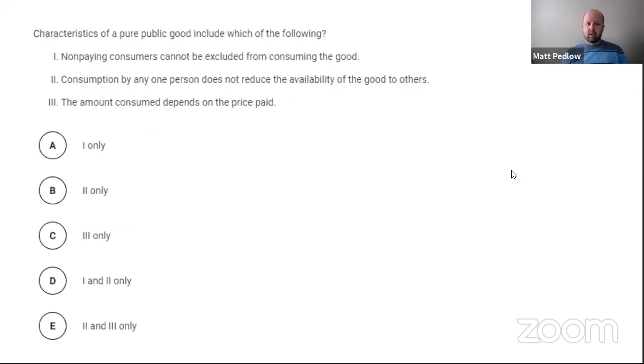Number 2, characteristics of a purely public good. So let's go through each one of these. Number 1, non-paying consumers cannot be excluded from consuming the good. All right, so that's called non-excludable. Just talked about that. Number 2, consumption by any one person does not reduce the availability of the good to others. So once again, what are they defining? Rivalry. So if I consume the good, I'm not taking away from the availability. So we know 2 is correct as well.